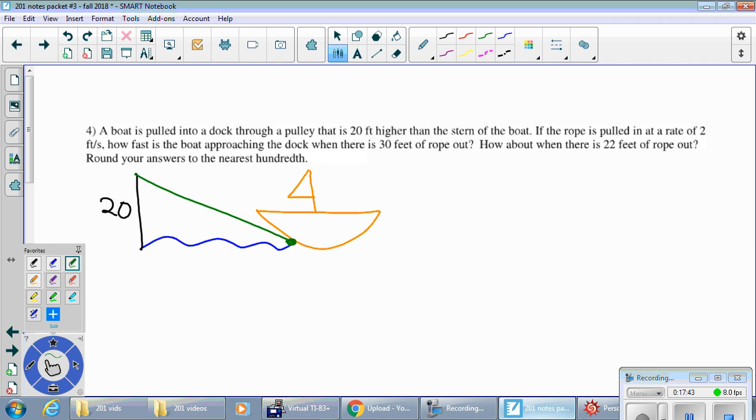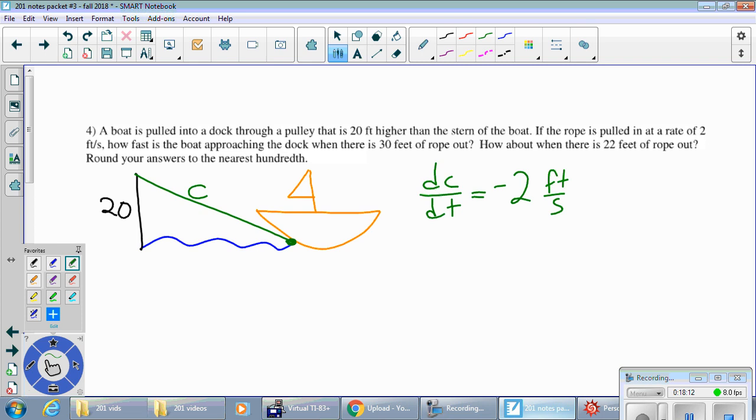And it says the rope is being pulled in at a rate of 2 feet per second. So that means that this should have a name, right? C, because then dC/dt is 2 feet per second. Except the rope is being pulled in, which means the length of that green line segment is getting smaller. The length is decreasing, which means that dC/dt is actually negative 2, not just 2.